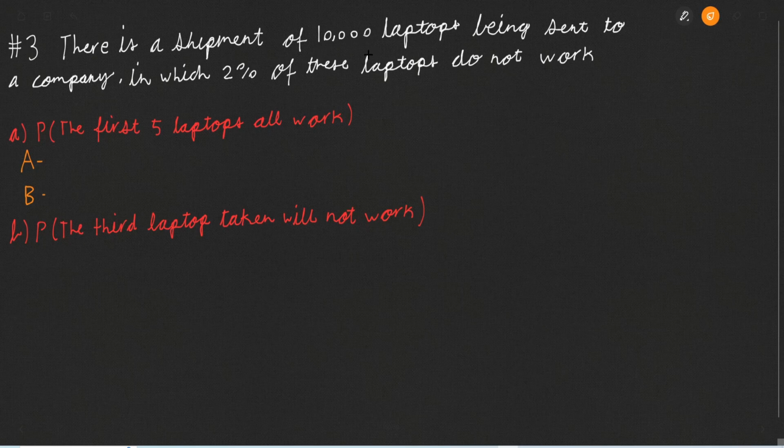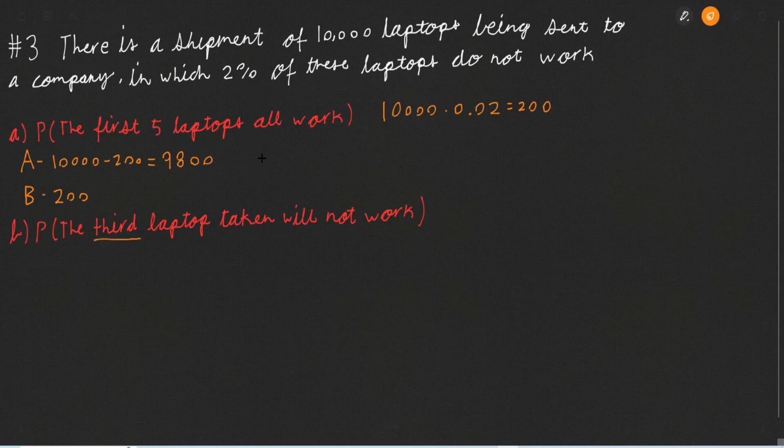And since we already know that there's 10,000 laptops and that 2% of them do not work, we're able to just do 10,000 multiplied by 0.02, because that's 2%, and this will tell us how many laptops do not work, which will end up being 200. So we know that our B will be 200 and our A will be 10,000 minus 200, which will give us 9,800.